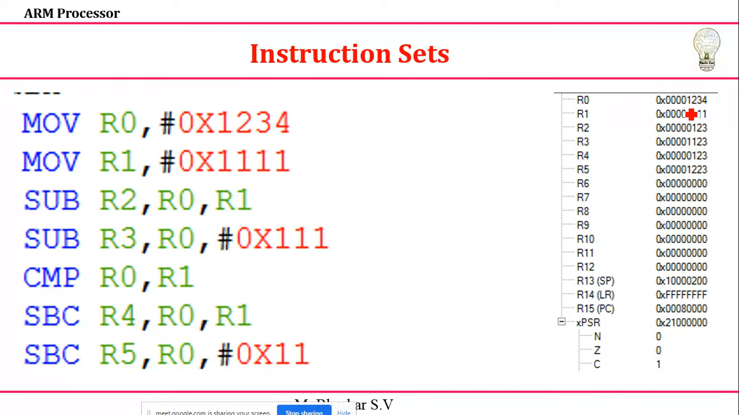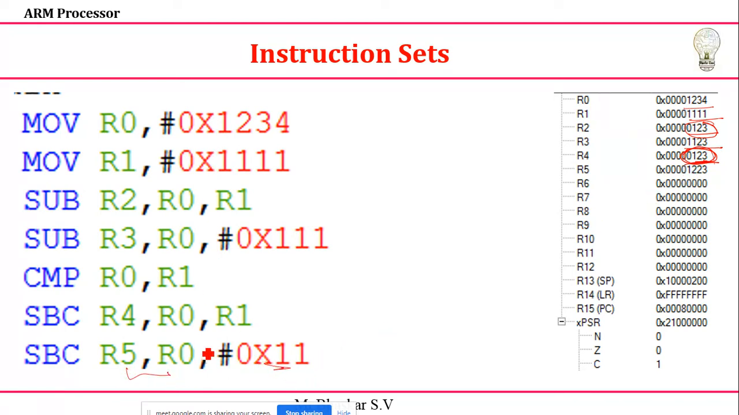See, I'm loading 1, 2, 3, and I'm getting 1, 2, 3. So here there are no changes at all. Whatever the result, it is coming 0, 1, 2, 3 only. Okay, no change at all. So if you want, you can find out this value.